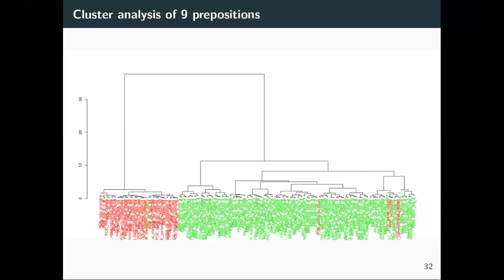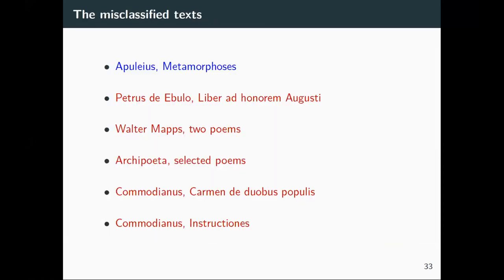with some exceptions. Those exceptions, once more, include Apuleius on the one side as a very poetic prose writer, and a bunch of texts which do not fit this pattern of poetry, which are Petrus de Bulo, Walter Map, Archipoeta, and Commodianus. Those five texts do not fit. But apart from those six exceptions, the remaining 200 texts fit very nicely to this model.